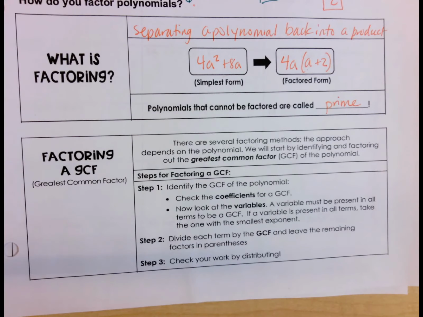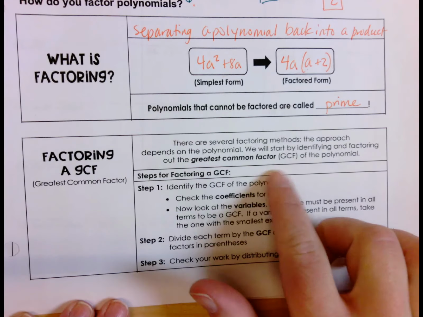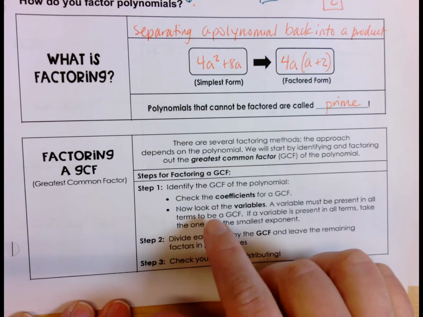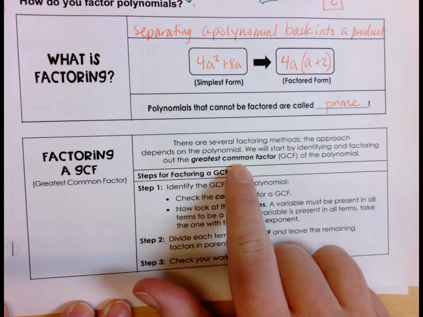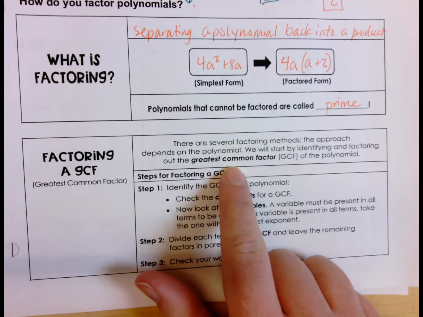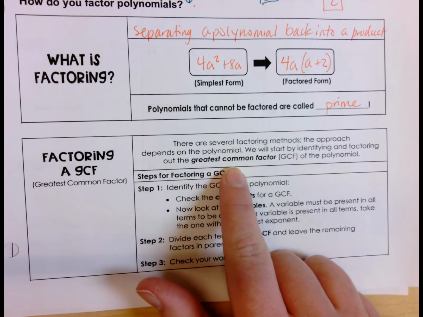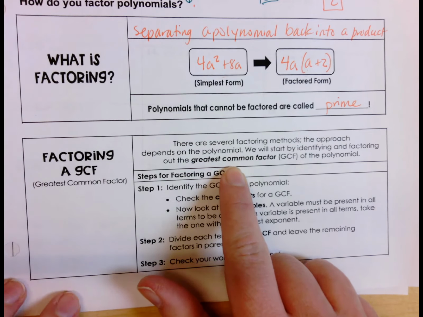Okay, so let's start just by talking through this right here. The greatest common factor is one of the methods that we're going to use to factor a polynomial. There are lots of different methods that we can use, and this is the first one that we start talking about.